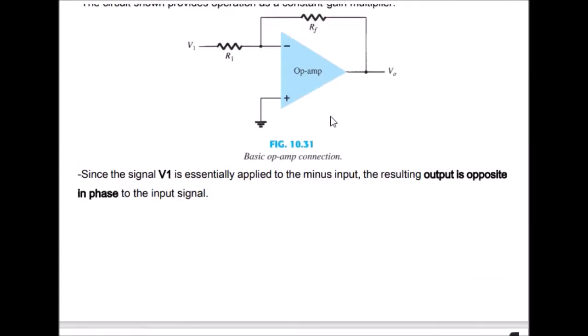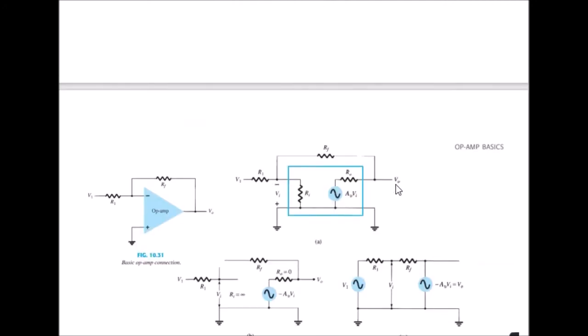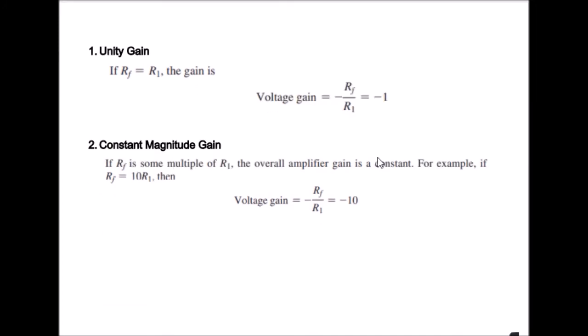Again, for this circuit, kailan nagkakaroon ng unity gain? If your RF is equal to R1. So, ibig sabihin, class, yung gain ng ating basic op-amp dito is makokontrol mo siya using these external values of resistor. Di po ba? If nag-equal sila, then yung gain mo is just 1. Ibig sabihin, whatever is your input, that will be your output. Ganun lang siya. Negative because nandun tayo sa inverting input.